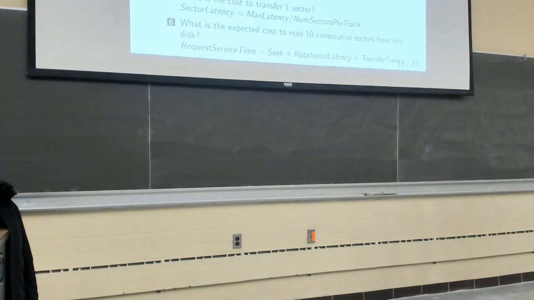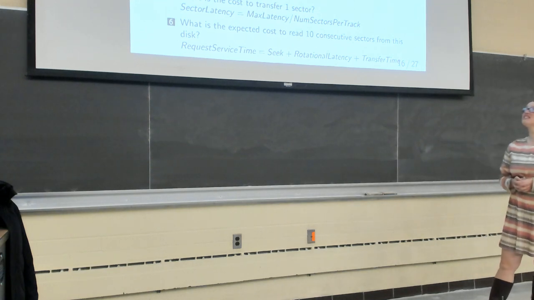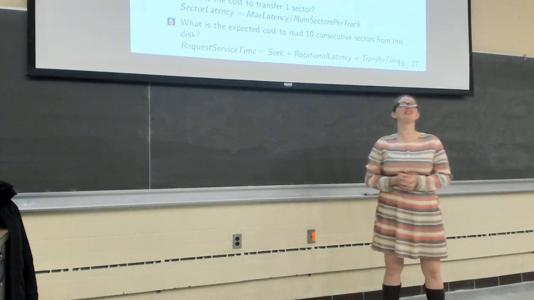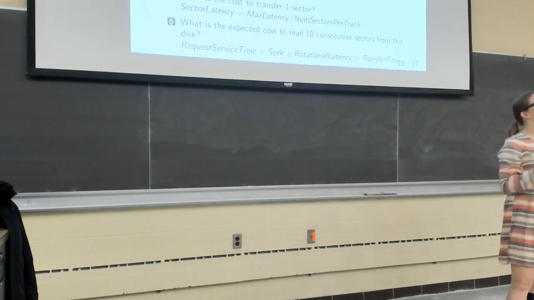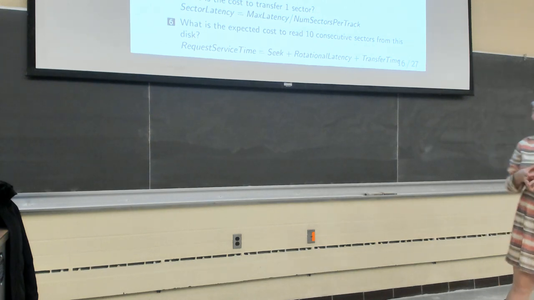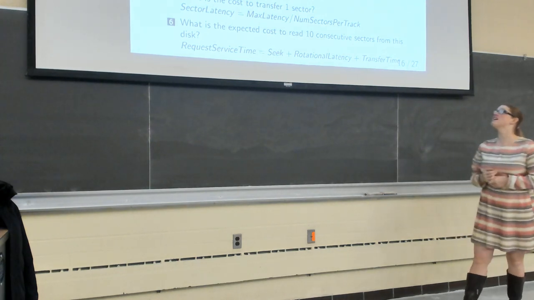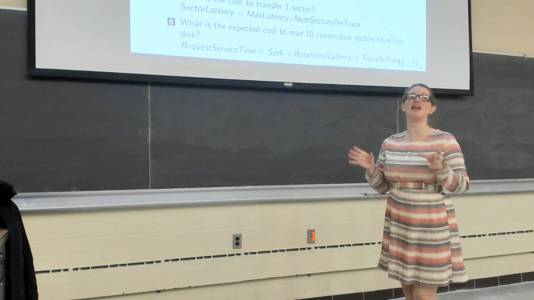We've given you the speed in revolutions per minute and the maximum seek time of 20 milliseconds. And then what we're asking you to do is to calculate the capacity of the track, the number of bytes in the sector, the maximum rotational latency, the average seek time, and the average rotational latency. And then in number 5, we want you to calculate the cost to transfer one sector. What I'm asking you there is not the total IO service request time for one sector. We're asking you, what is the transfer time for one sector? And then the final one is the expected cost to read 10 consecutive sectors. That is not the transfer time for 10 sectors. That's the total time to read 10 consecutive sectors.